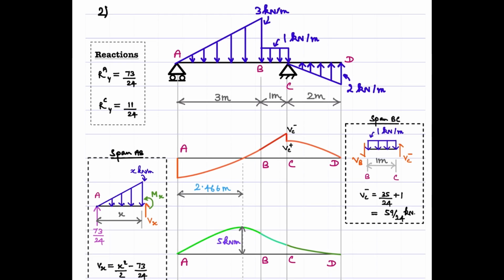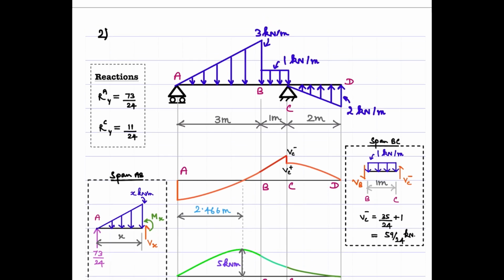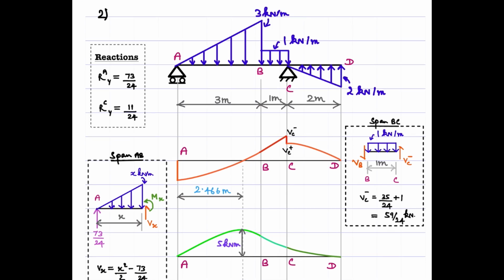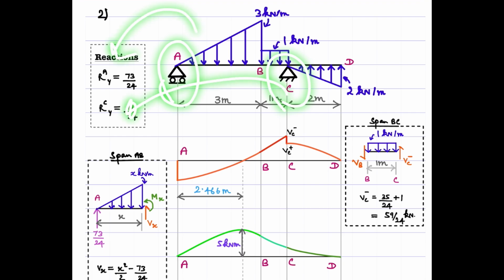Here we have span AB, BC, and CD, wherein we have different distributed loads acting. For the span AB, we see that we have a uniformly varying load acting downwards, and for the span CD, it is a uniformly varying load but it's acting upward. And in the span BC, we have a uniformly distributed load acting, whose magnitude is 1 kilonewton per meter acting downwards, right? The first step is to determine the support reactions. So one can directly find out what is the reaction at this point and this point, which are given here. Okay, one can verify that.